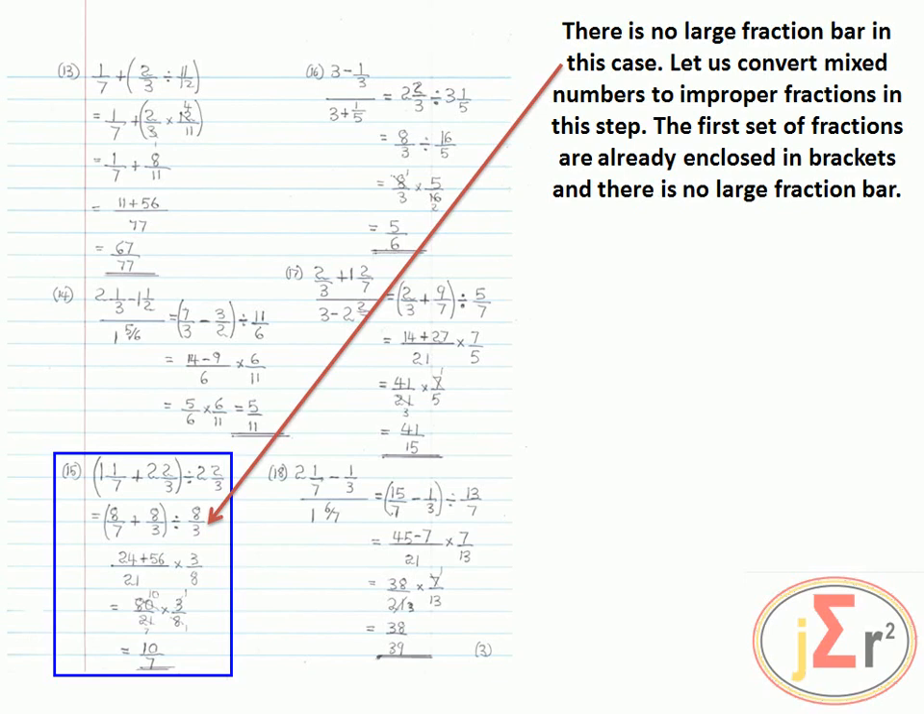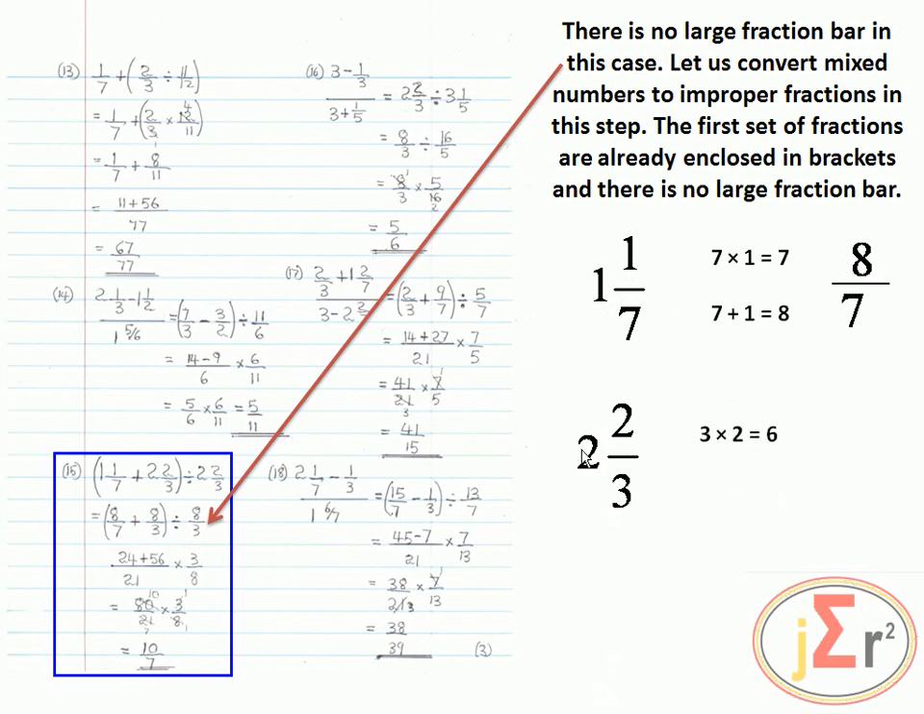So some of the steps are reduced. Improper fraction, so we have 7 ones are 7, 7 plus 1 is 8, 8 over 7. The denominator is the same. Hopefully we have more, yes. So we can say 3 twos are 6. 6 plus 2 is 8.